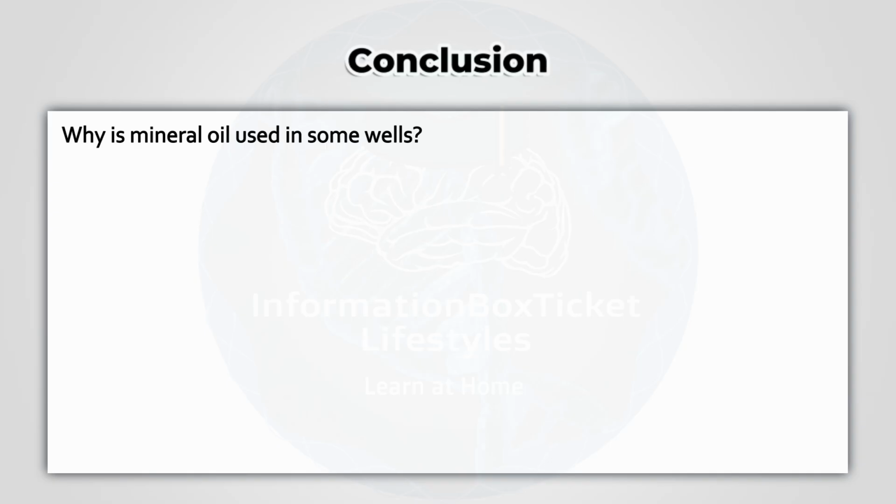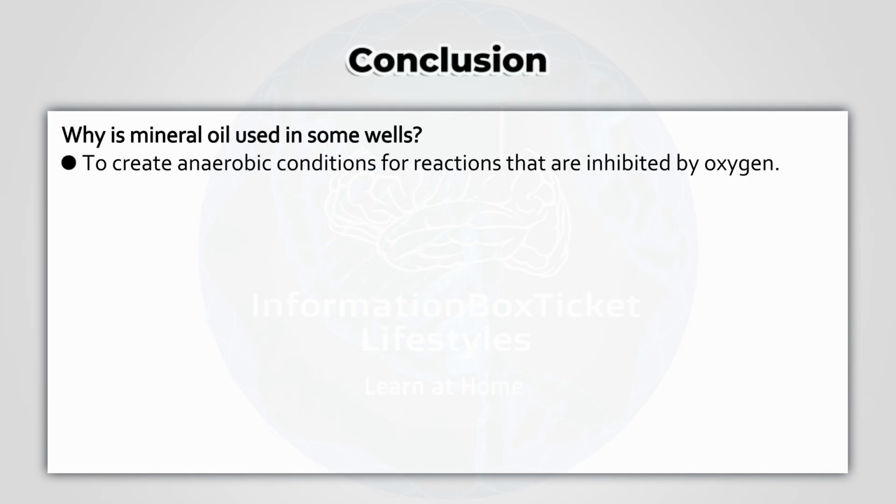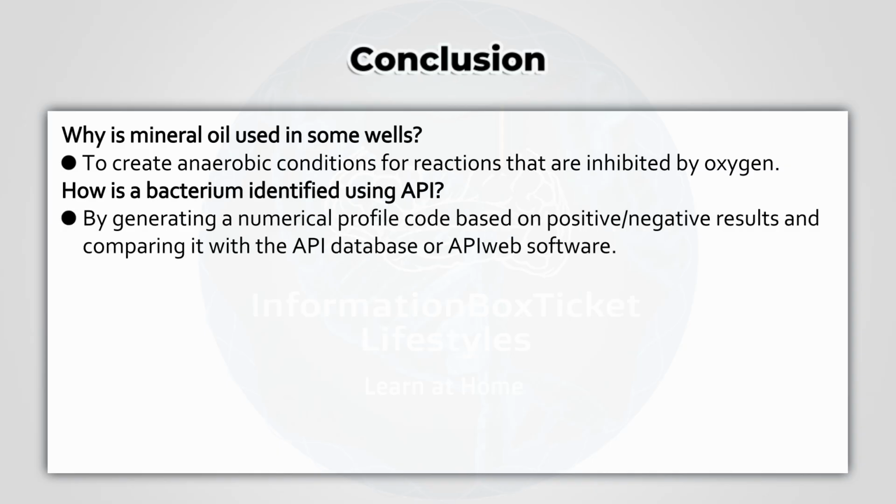5. Why is mineral oil used in some wells? To create anaerobic conditions for reactions that are inhibited by oxygen. 6. How is a bacterium identified using API? By generating a numerical profile code based on positive/negative results and comparing it with the API database or API web software.